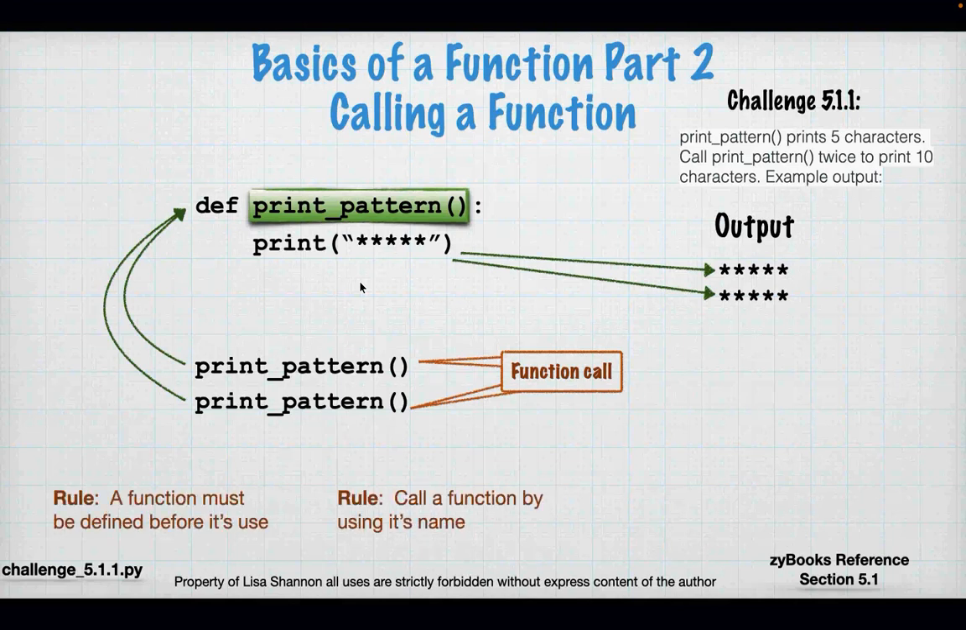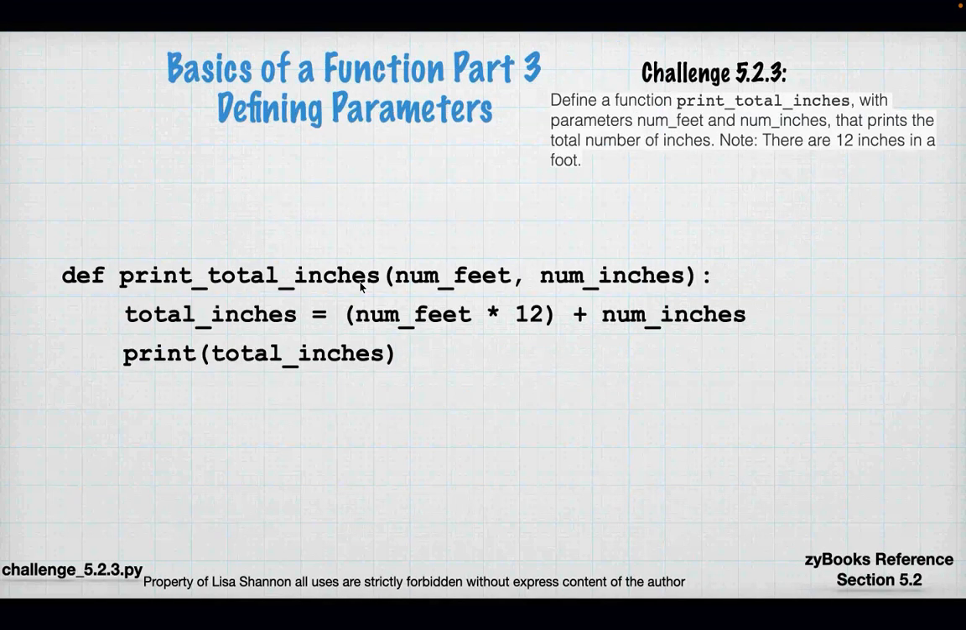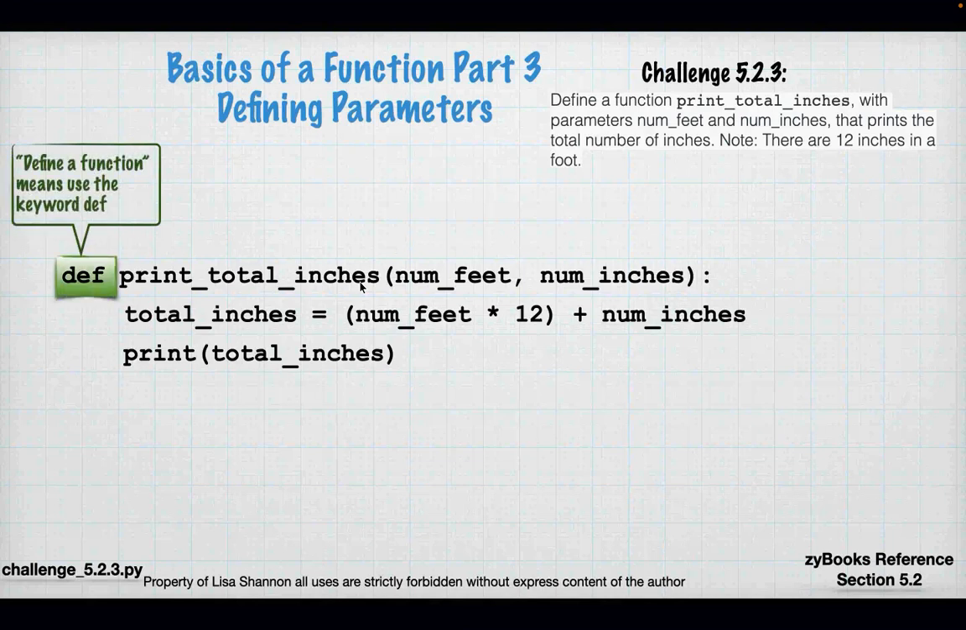Okay, a function has to be defined before its use, and you always call a function by its name. Once you call it, Python will then run it. And you can have more than one. Oh, this is arguments. That's right. So we have our def keyword again. So we're going to define a function. We're not using it yet. We're just defining it. I have a function called print total inches.